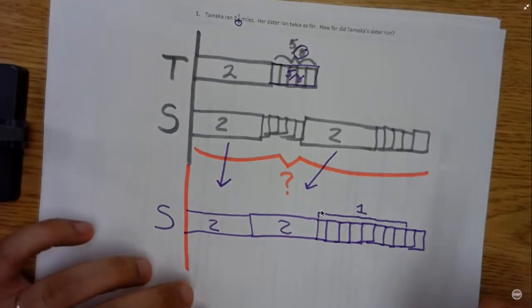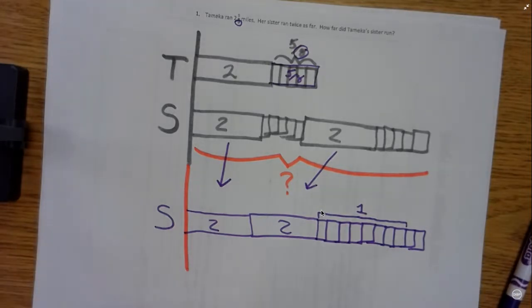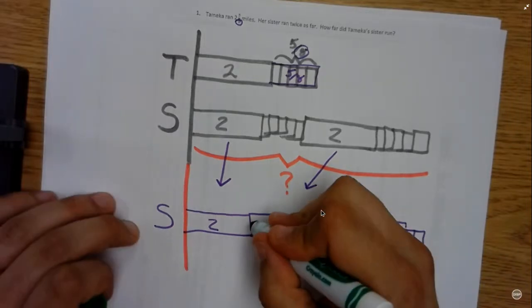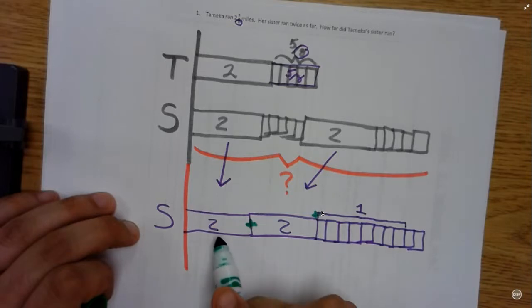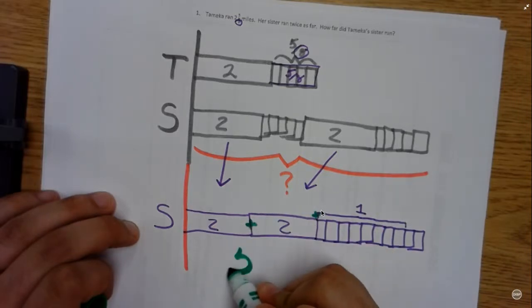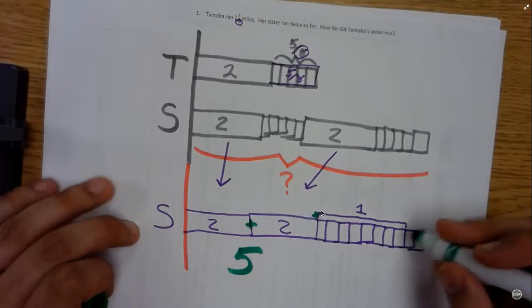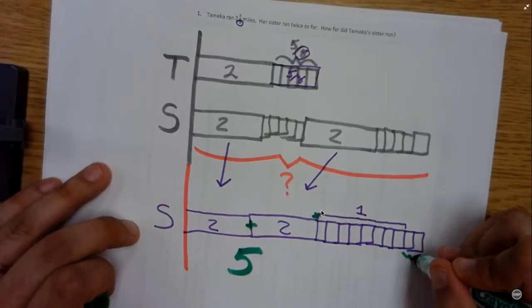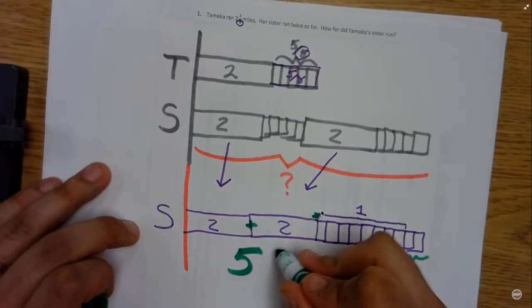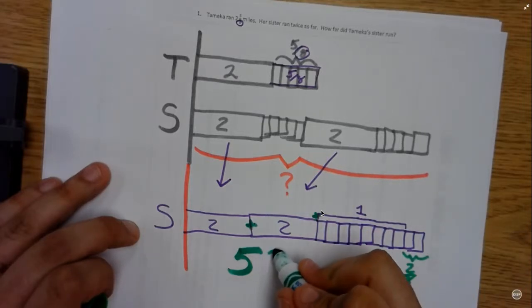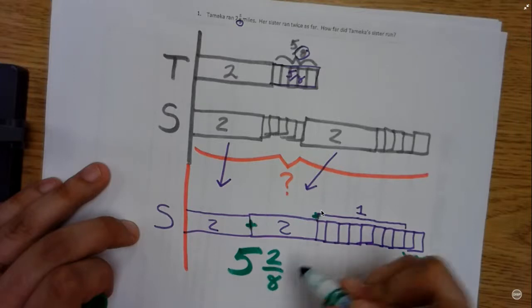So I can quickly add these up and conclude that I've got 2 plus 2 plus 1 equals 5. So I've got 5, yes, 5. And then I've got here, my remaining portion is 2/8. So my total, how far Tamika's sister ran, 5 and 2/8 miles.